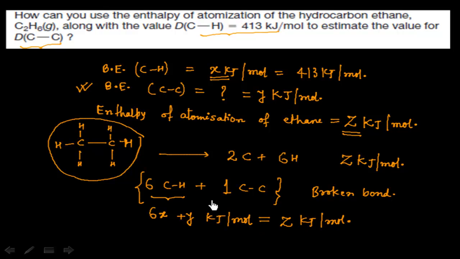So from here we can calculate y, which is nothing but Z minus 6x. So if I know Z and if I know x, we can calculate y, that is the bond energy for the carbon-carbon bond.